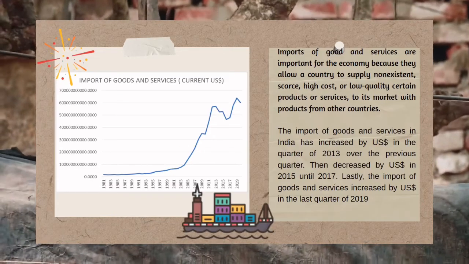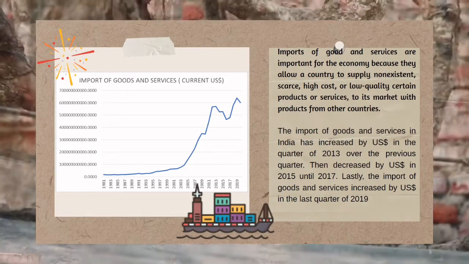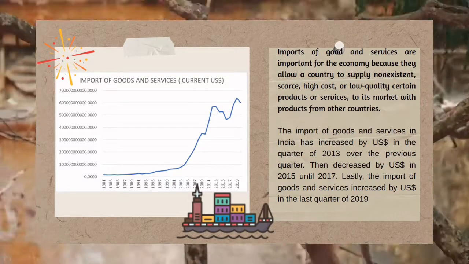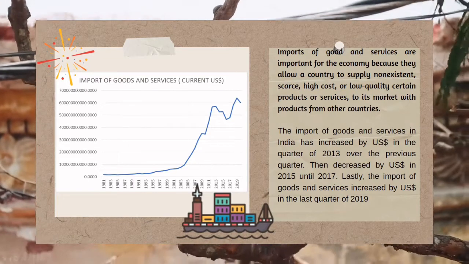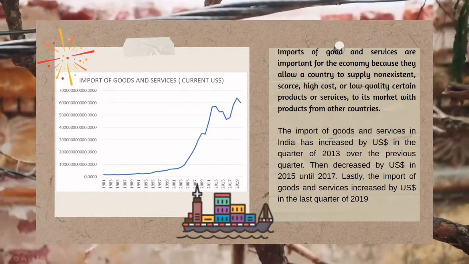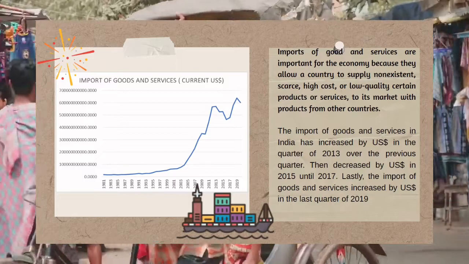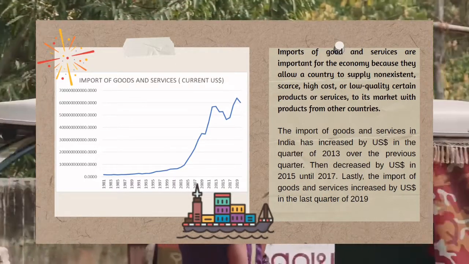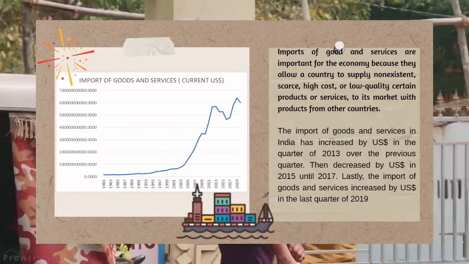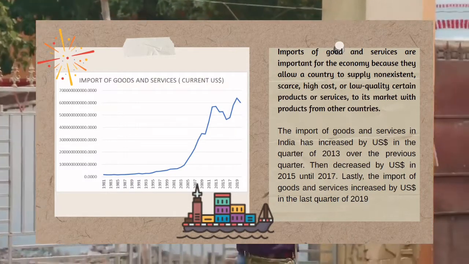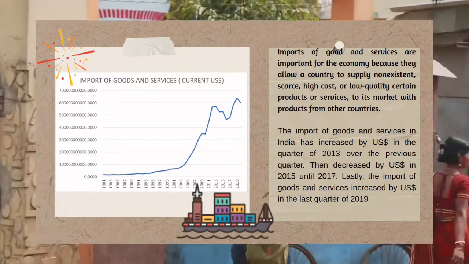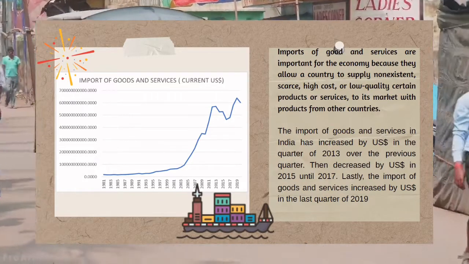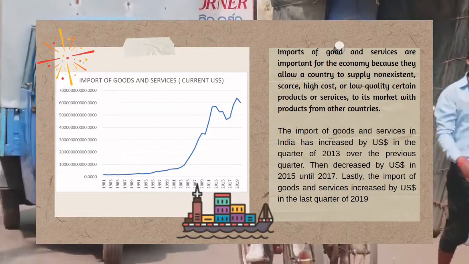Now we proceed to the import of goods and services in India. Import of goods and services are important for the economy because they allow a country to supply non-existent, scarce, high cost or low quality products or services to its market with products from other countries. Based on the graph, the import of goods and services in India increased in the quarter of 2013 over the previous quarter, then decreased from 2015 until 2017. Lastly, the import of goods and services increased in the last quarter of 2019.